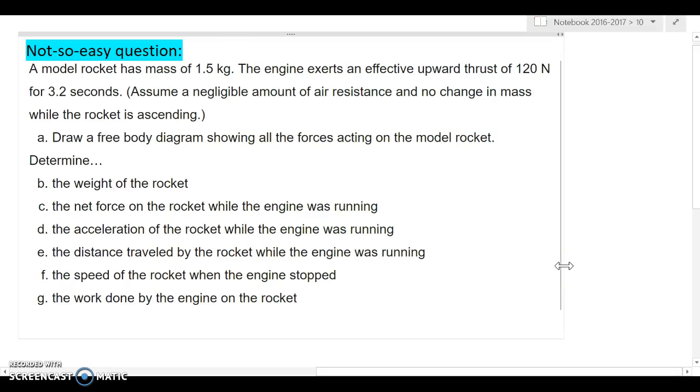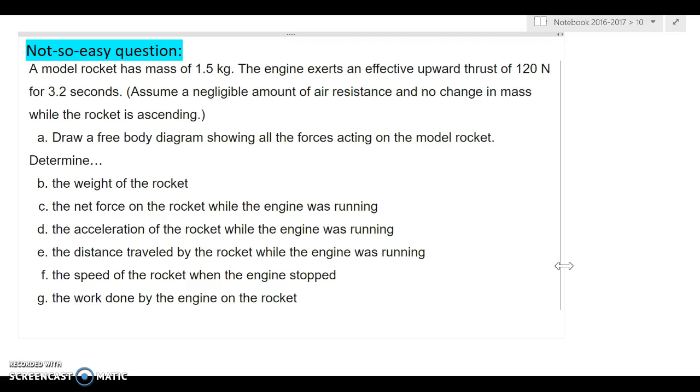Hi, I told you we'd return to this rocket question for homework, and you'll be pleased to know that we're going to do so. To remind you, we're thinking about a model rocket. We're given its mass, we're given the thrust of its engines in newtons. Thrust is a force. We're told how long the engine's providing this force for.